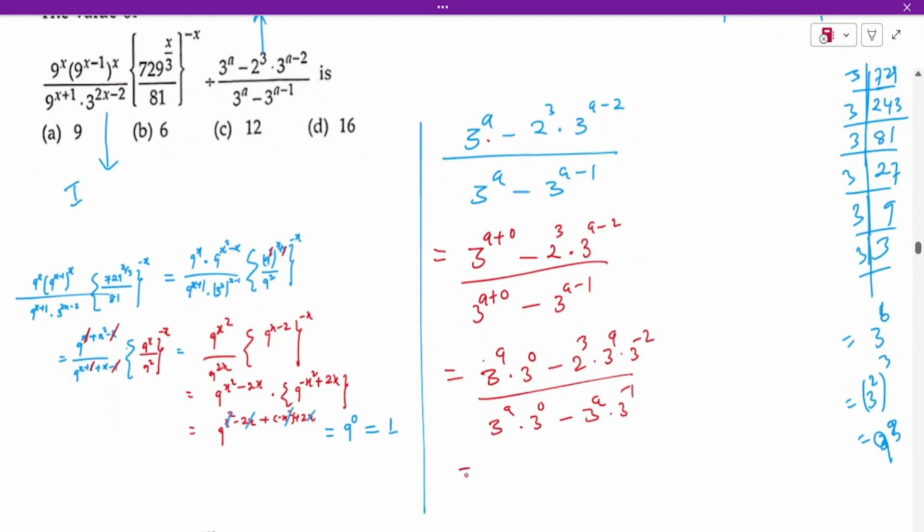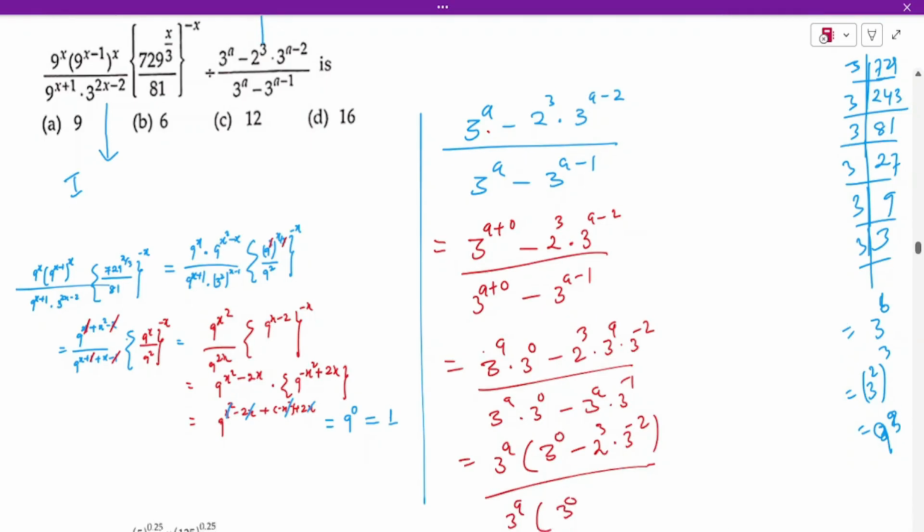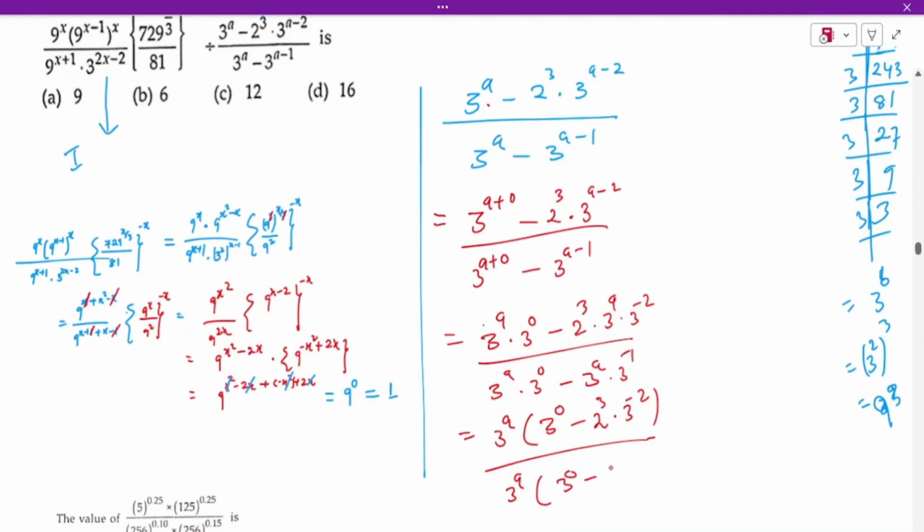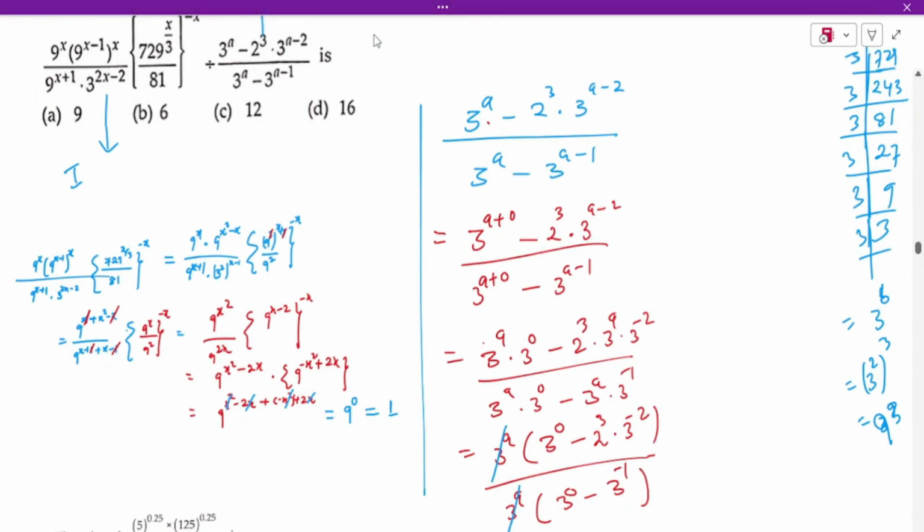So now we can take the power of 3 as common in the numerator. We'll be left with 3 power 0 minus 2 power 3 times 3 to power minus 2. And in the denominator also we can take 3 power a common. We are left with 3 power 0 minus 3 to power minus 1. So we'll find that this 3 power a got cancelled. So we are left with this expression. So we just have to simplify the expression over here.